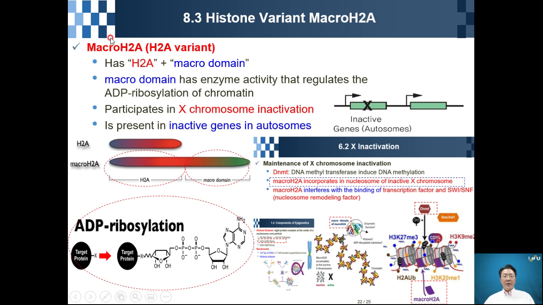And also macro H2A is present in inactive genes in the autosome. Okay, so especially in the autosome, sometimes there is an inactive gene available. So usually in this location, macro H2A is present in the inactive gene in the autosome location.